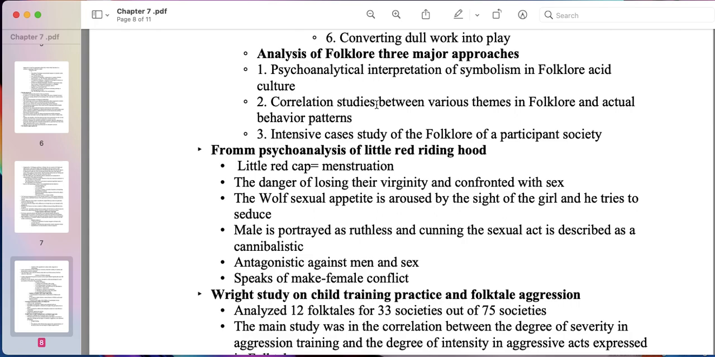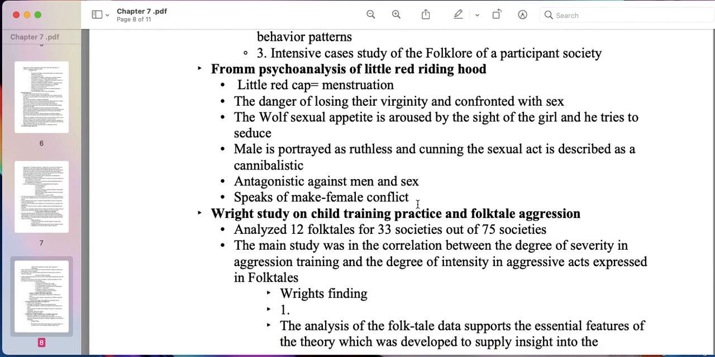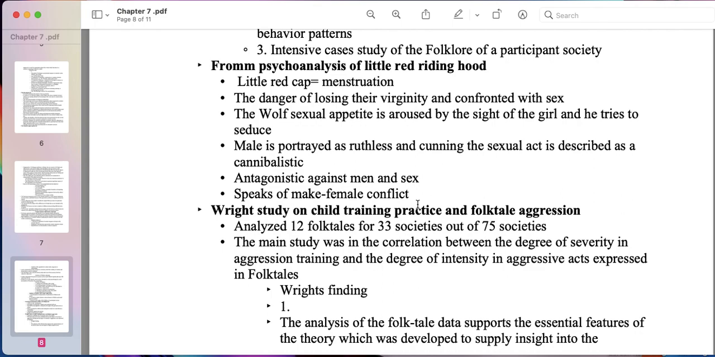And then we have Fromm's psychoanalysis of Little Red Riding Hood. This is the story of Little Red Riding Hood, and we depict the things and the meanings. So the little red cap is a symbol for menstruation. Then we have the dangers of losing virginity and being confronted with sex. The wolf is trying to eat the girl. The wolf's sexual appetite is aroused by the sight of the girl when he tries to seduce her.